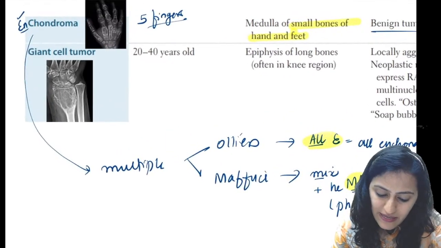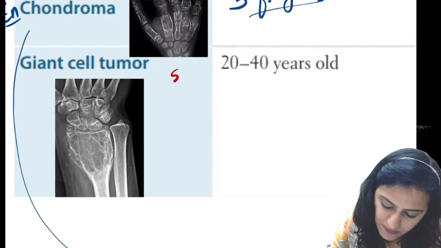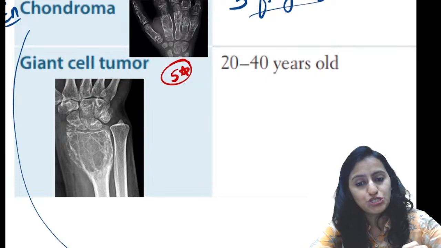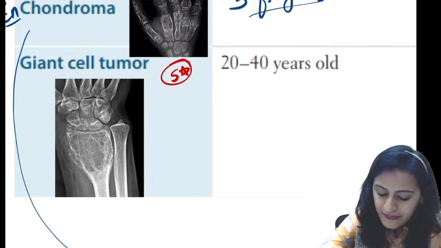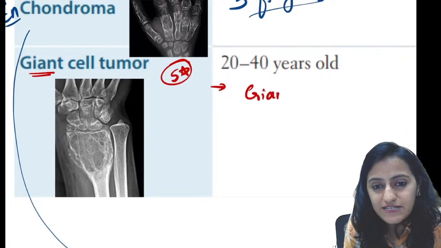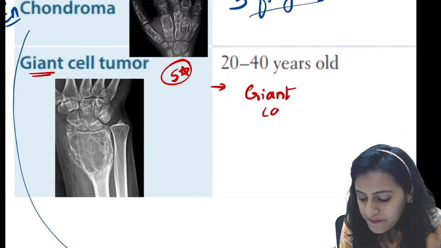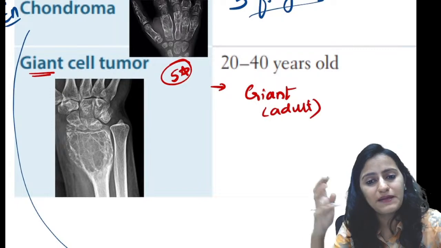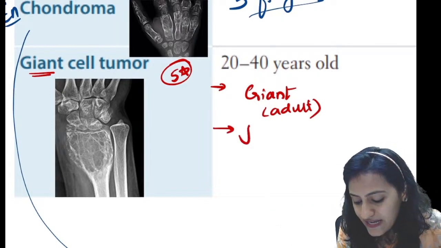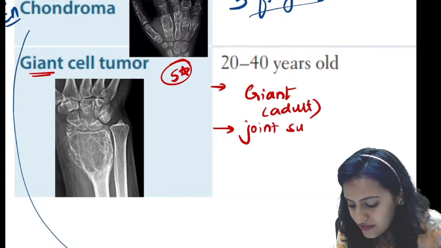Going to the next one, the 5-star, the most important and the most favorite for the examiners, that is giant cell tumor. Okay, giant cell tumor. So some important points for giant cell tumor. Remember, giant cell tumor occurs in a giant. That means in an adult patient, like around 30 years, 40 years, not in a child. And giant involves the joint surface.